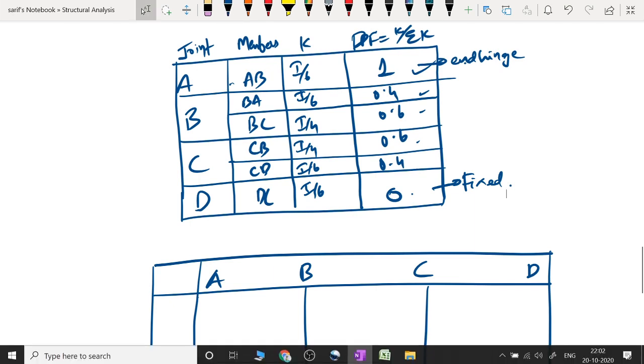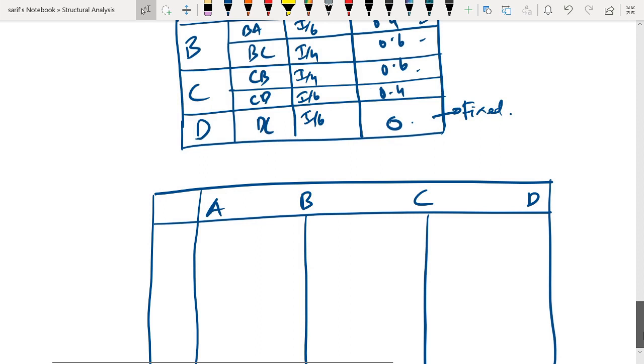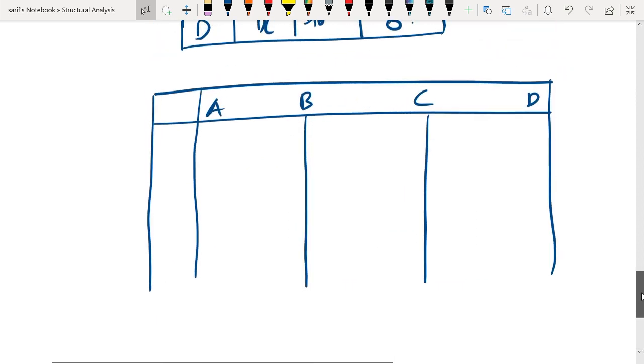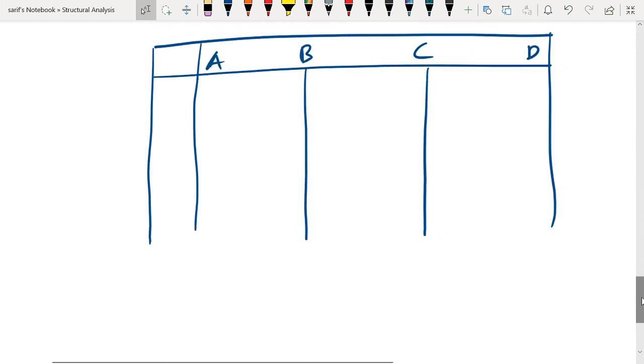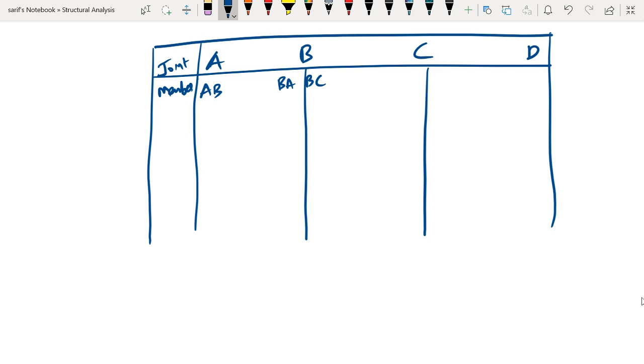So having calculated this, the next step is we need to do the moment distribution. So we have to go to the moment distribution table. So this is the moment distribution table. First we will have the joint, then we will have the members. So in the member, at A we have only one member, that is AB. At B we have two members, BA and BC. At C we have two members, CB and CD, and at D we have only one member, that is DC.